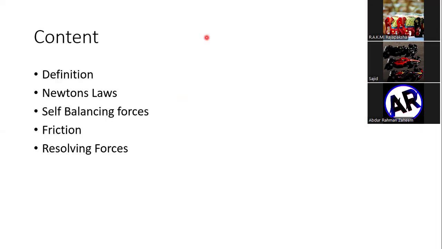And in today's lesson, we'll discuss the definitions of the force, especially Newton's laws and the self-balancing forces. We'll talk about different types of forces, and then especially the friction force and the resolving forces for today.